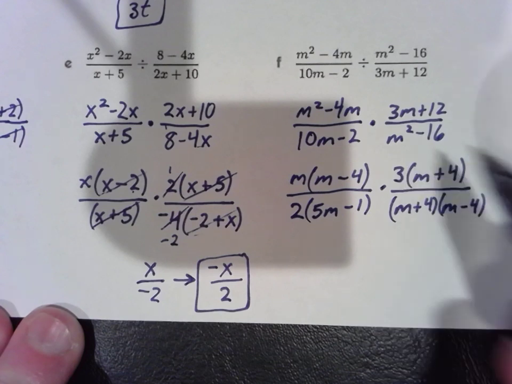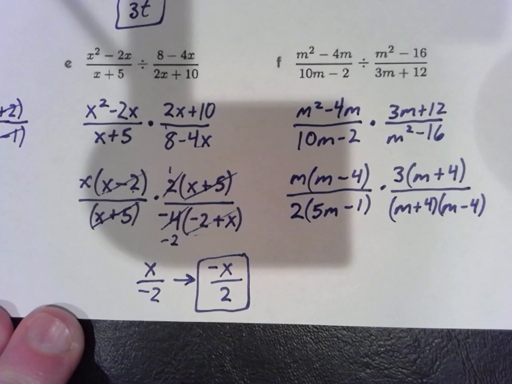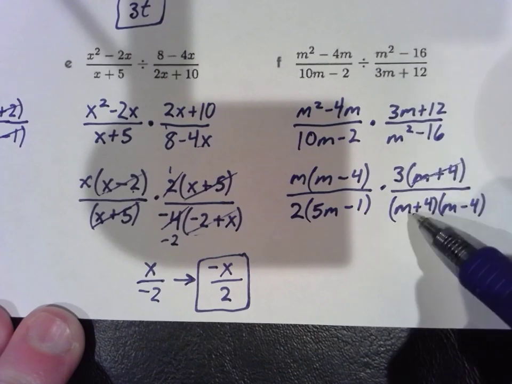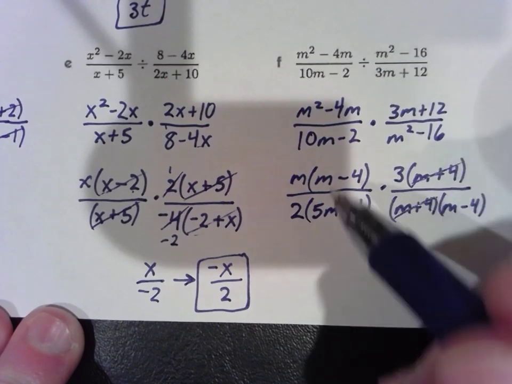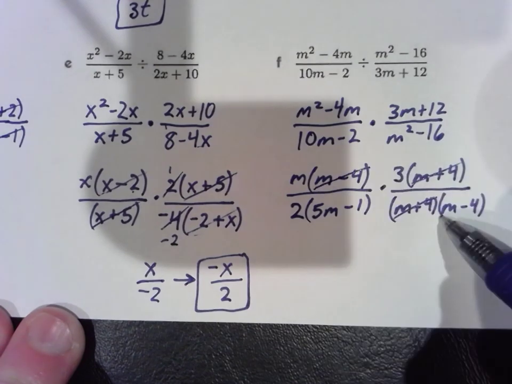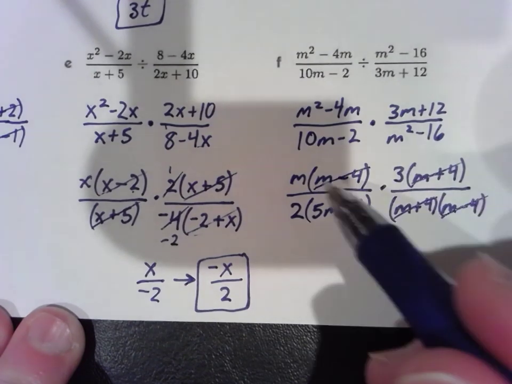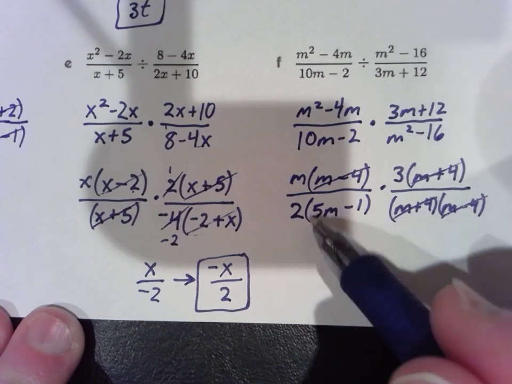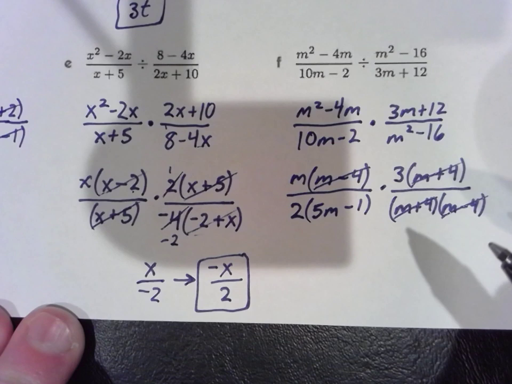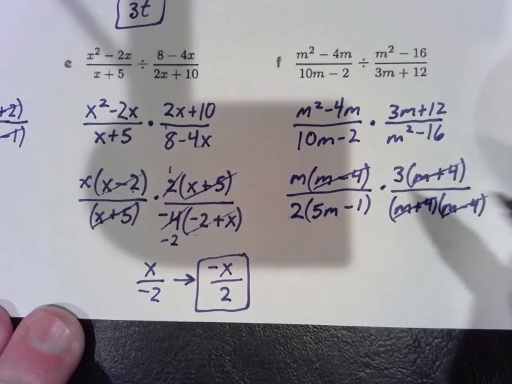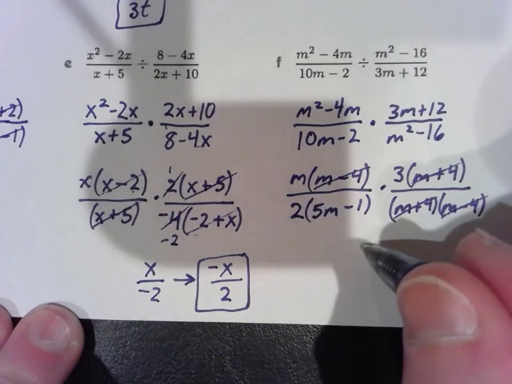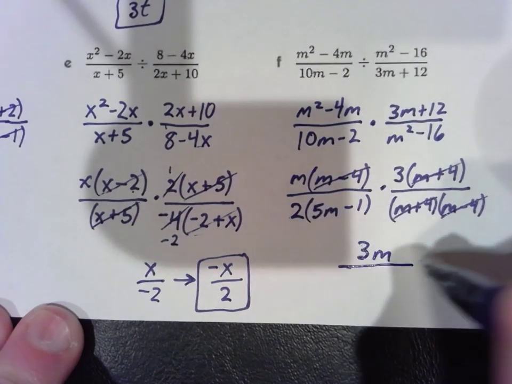Now that we've got it factored, we look for common factors. I see an m plus 4 on top and on bottom. I see an m minus 4 top and bottom. M, but I don't see any m's down here. The 5m minus 1 is all one factor. They can't be separated. 3 and 2, those do not simplify. So we're left with 3 times m on top, and on bottom 2 times 5m minus 1.